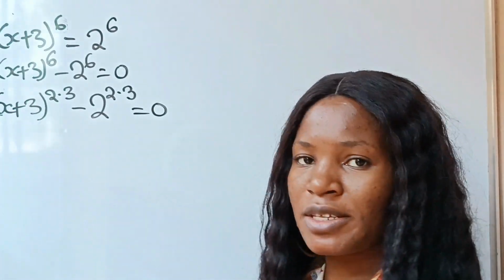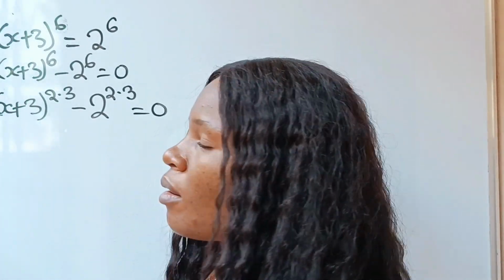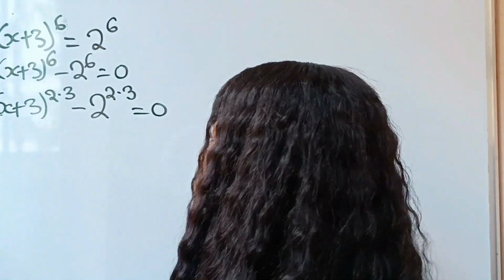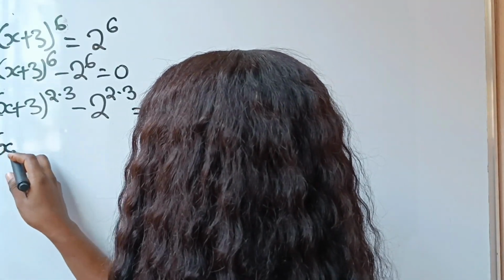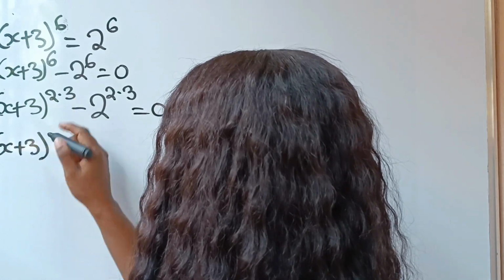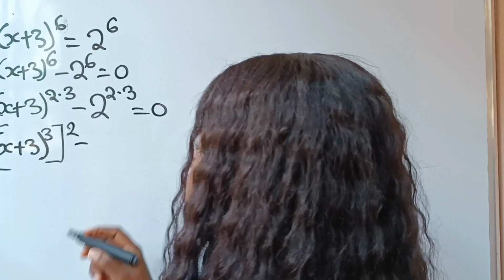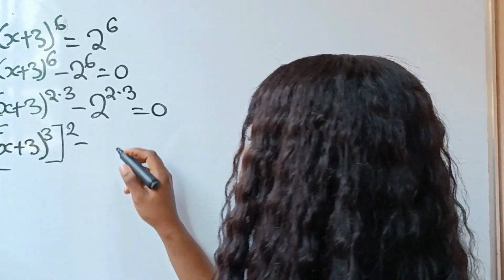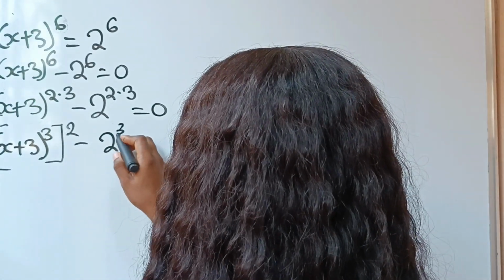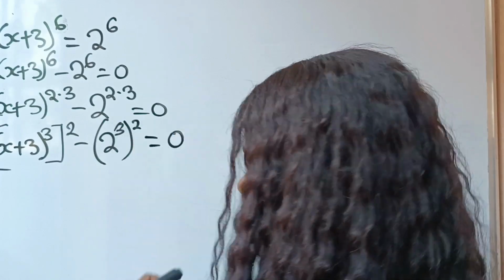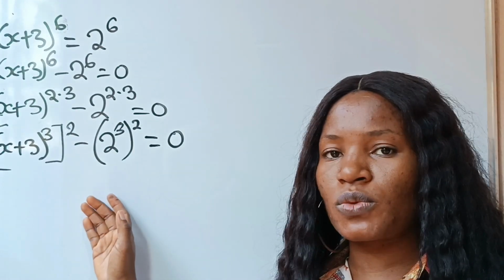Okay, so let me now express it as powers, in the form I just explained. So we are going to have (x+3). I'm going to take 3 and raise it to the power of 2 because I want to form a difference of two squares. So we have (x+3)^3 all squared minus (2^3) all squared is equal to 0. Now this is what we have.